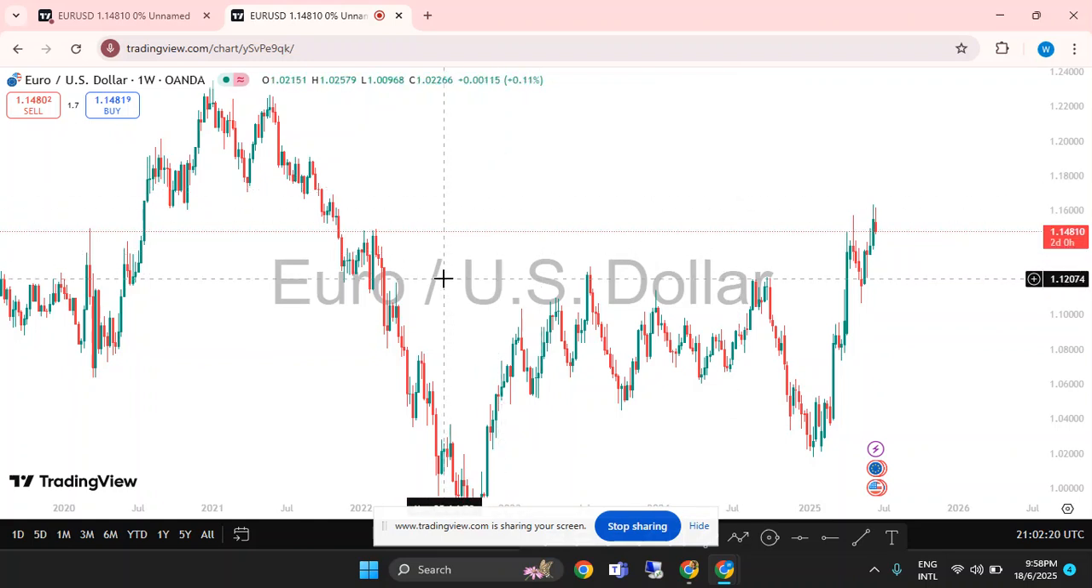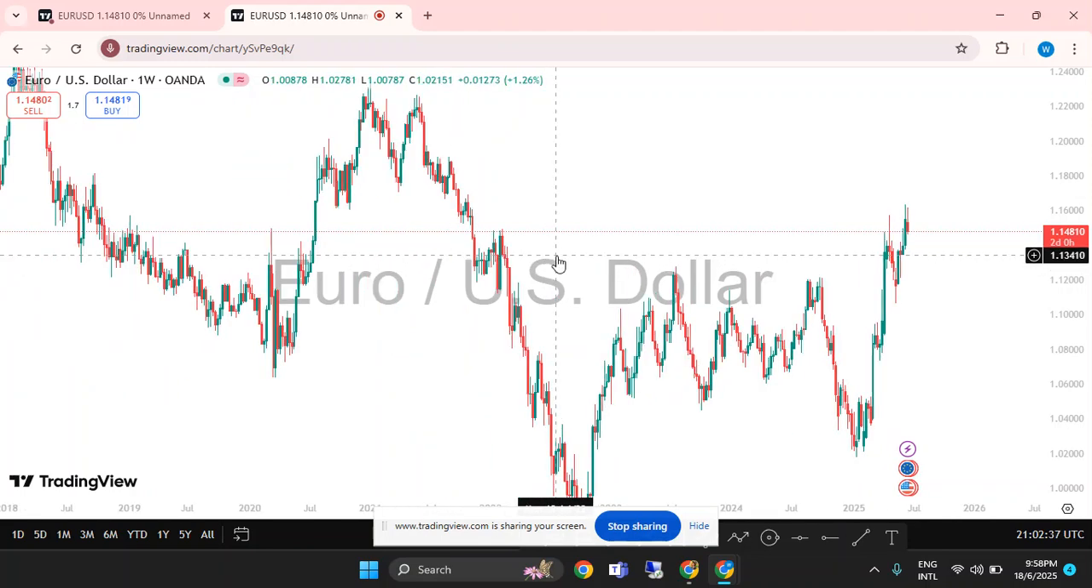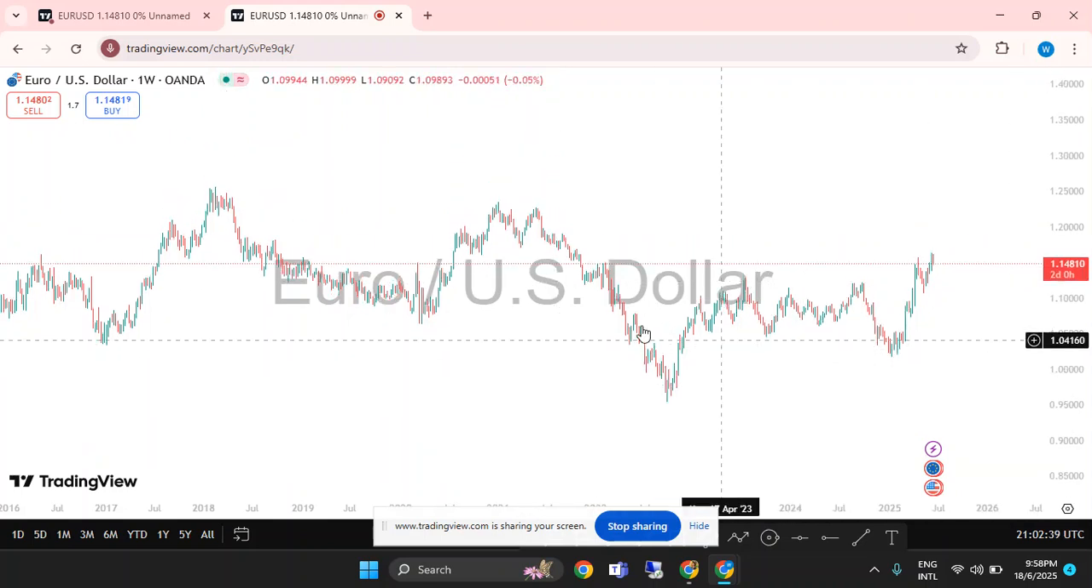So first of all, I plot my zone on the higher time frame. I don't plot my zone on 15 minutes. I plot my major zone on the higher time frame. And as a support and resistance trader, you need to make your zones very accurate, because once your zones are not accurate, they will not hold. Let me show you an example.